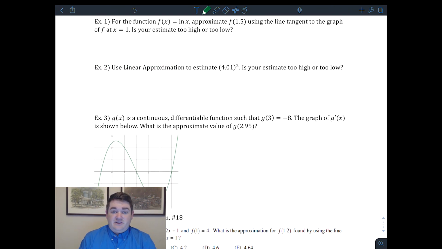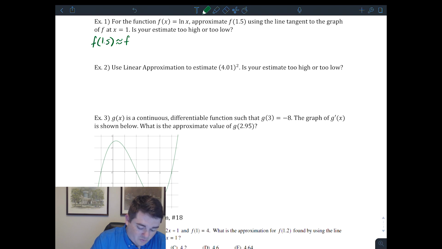Example 1: for the function f of x equals ln x, approximate f of 1.5 using the line tangent to the graph of f at 1. Is your estimate too high or too low? So the idea here is I don't know the natural log of 1.5. But I can make the equation of the tangent line at 1, and since 1 is pretty close to 1.5, if I plug 1.5 into the tangent line, it should be pretty close. So, using my formula from up above, f of 1.5 is approximately f of 1 plus f prime of 1 times 1.5 minus 1.